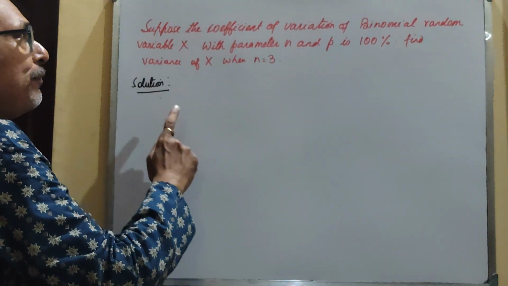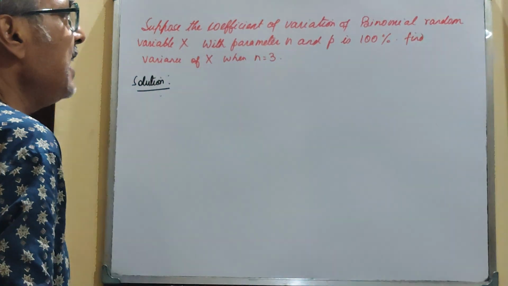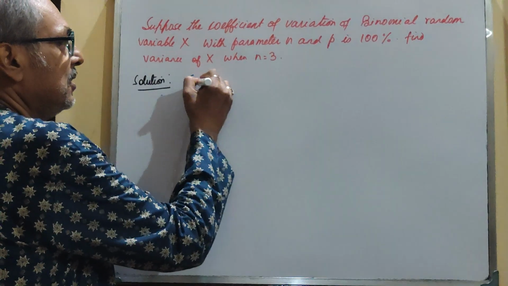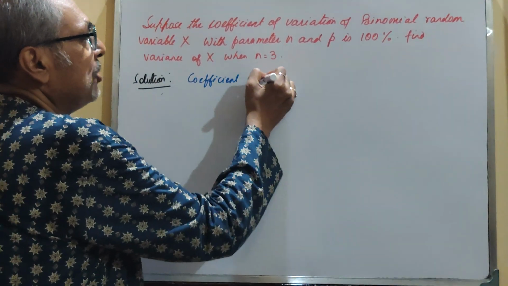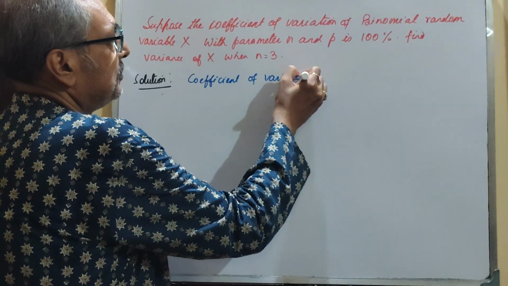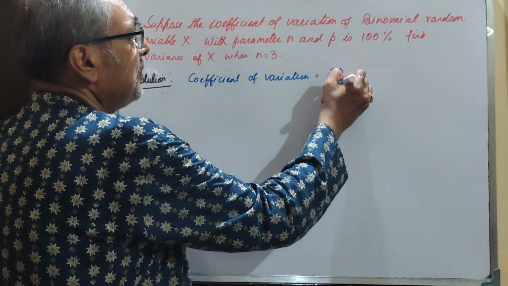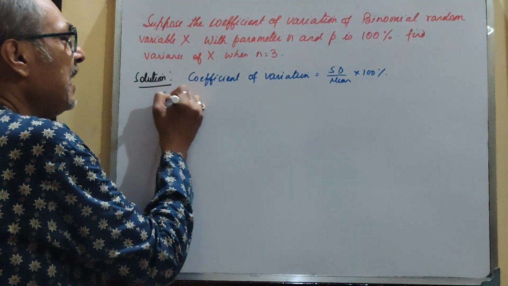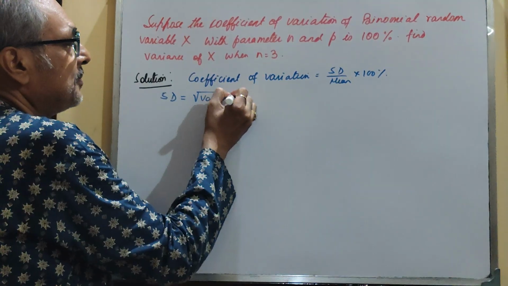Now, what is coefficient of variation? Coefficient of variation is SD by mean into 100%. What is SD? SD is the positive square root of variance.